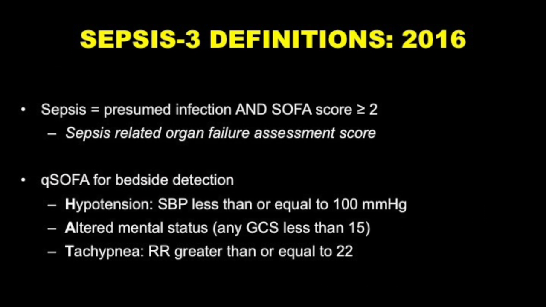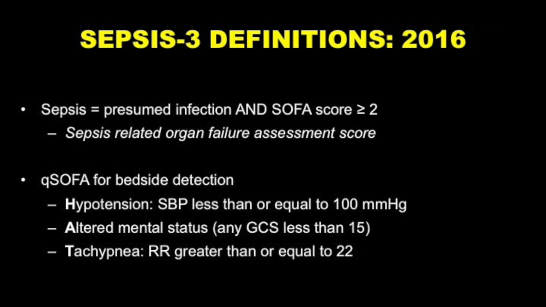And sepsis, as we said here in the front, is presumed infection with a SOFA score greater than or equal to 2. Now, sepsis-related organ failure assessment score is what SOFA stands for, and it's pretty complicated. I would be surprised if anybody in the room hasn't memorized it off the top of their head, but it's what's now used to actually make an official diagnosis of sepsis. Great. That's very useful to us on the wards with all those lab values, right?